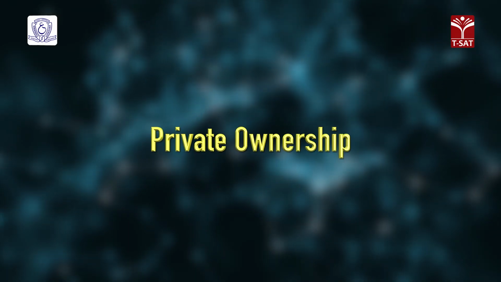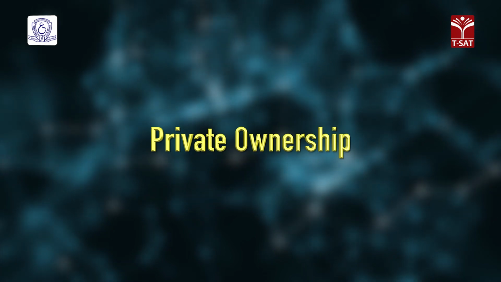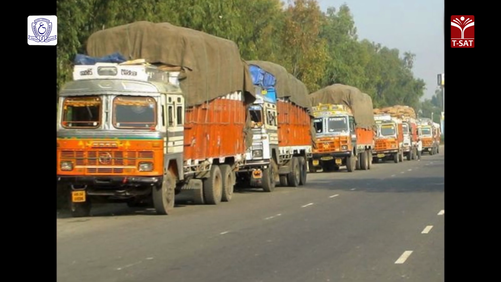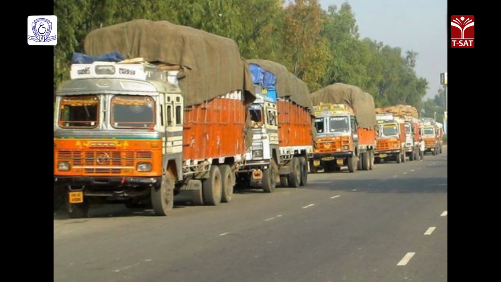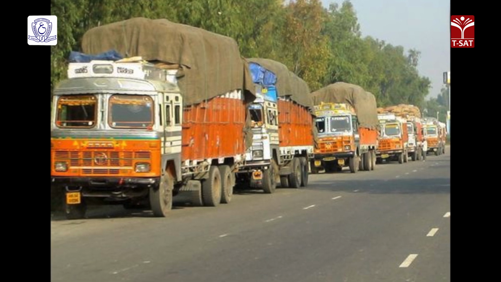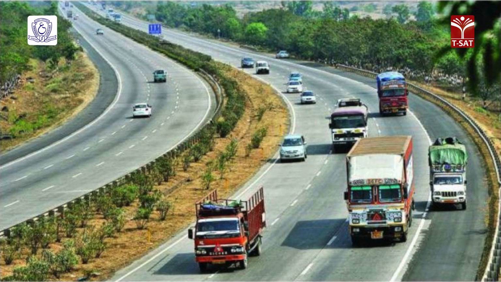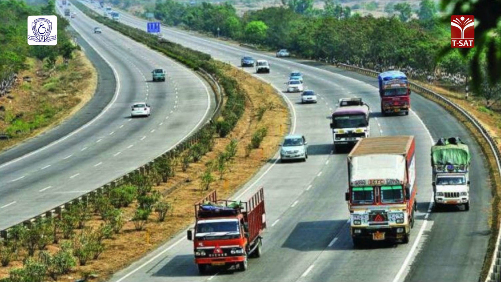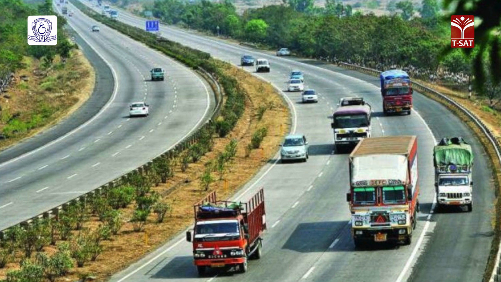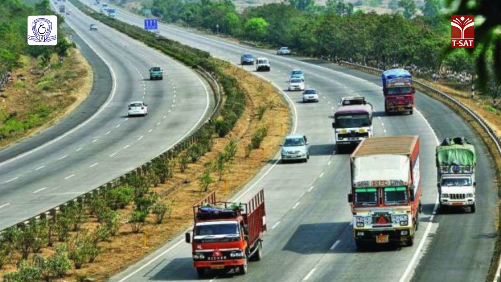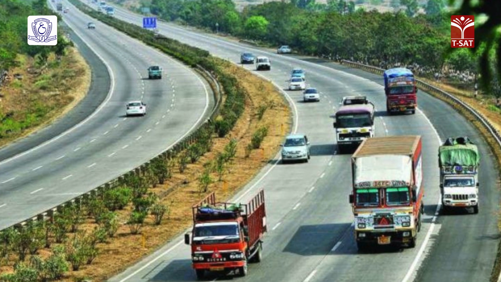The second issue is related to private ownership. Road transport system in India is in the hands of the private sector, as nearly 48,000 operators are running their vehicles for this purpose. Under such a situation, it becomes very difficult to regulate and control such a huge number of operators, leading to inefficiency and irregularity in the system.